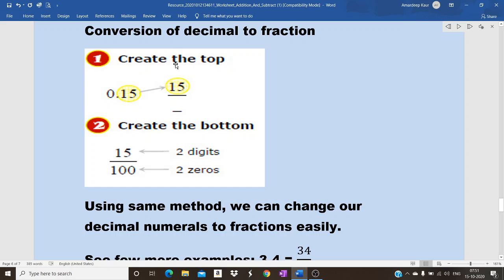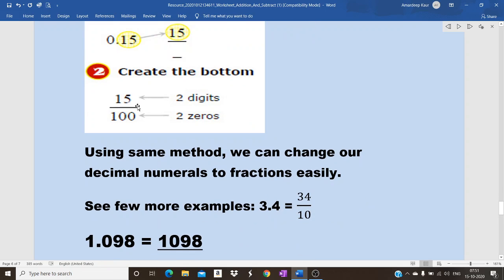0.15. It says create the top. Top in a fraction means the numerator part. So what I have done, I have simply removed the decimal and written 15 as it is. Now, the second step is to count the number of digits in the decimal part. 1 digit, 2 digits. So accordingly, I will create my bottom. Since there were 2 digits, I'll put 2 zeros and 1 is obviously going to be there. So my number, which was 0.15 in decimal, has been changed to the fraction 15 upon 100.